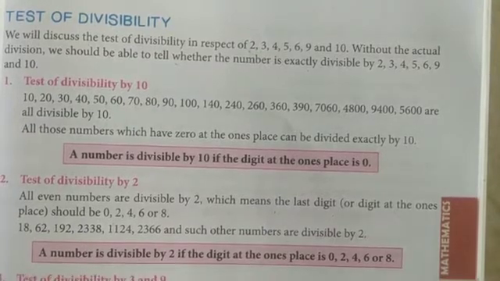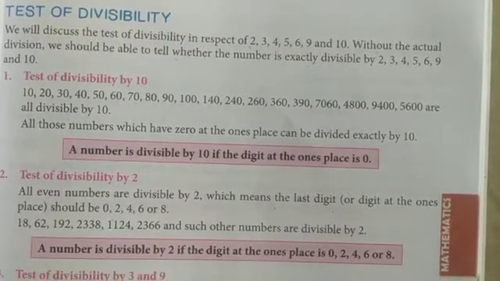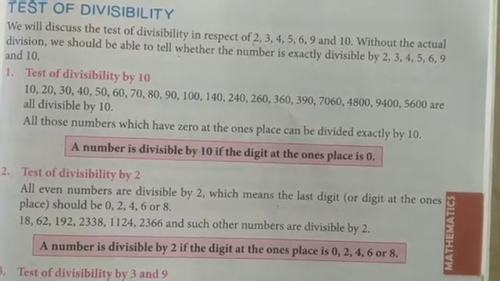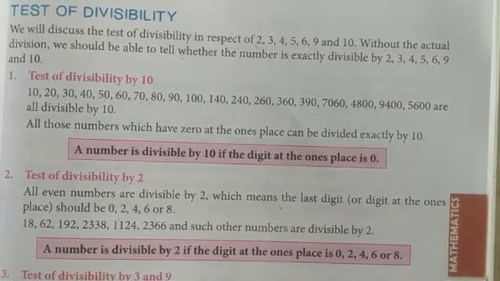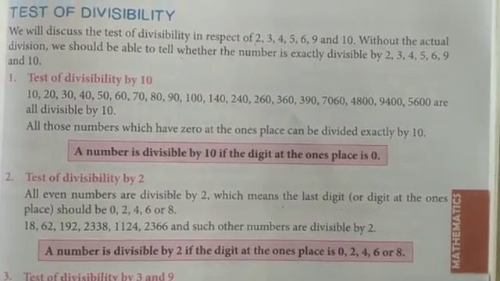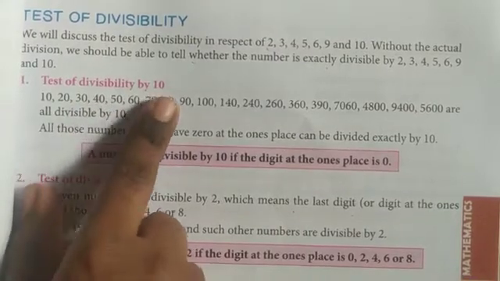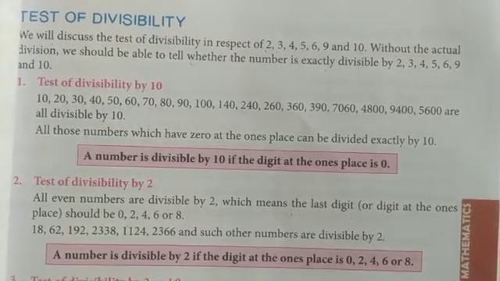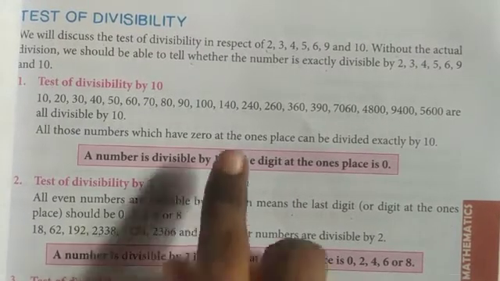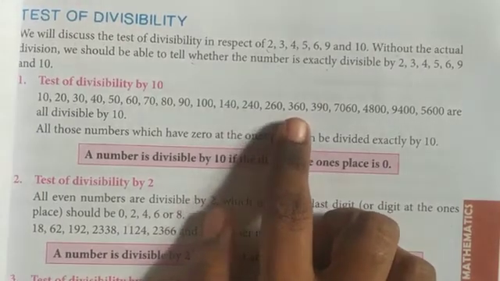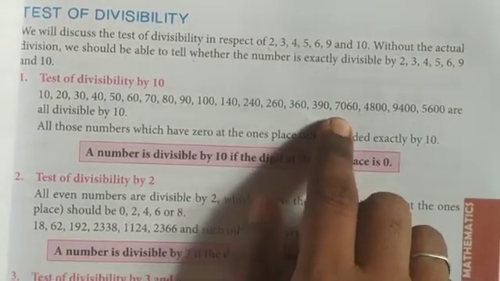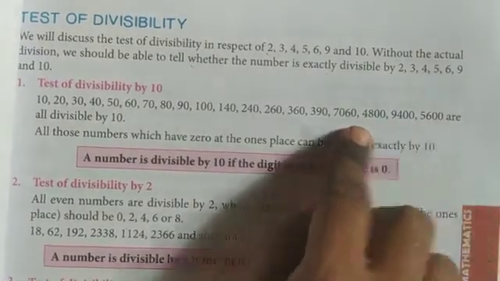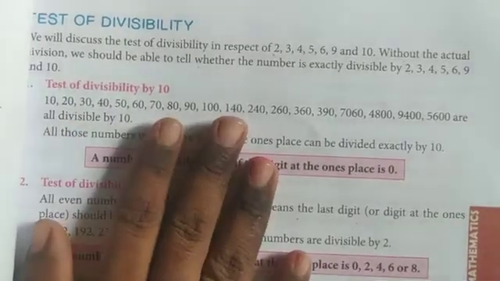Here are some points they have given. We will learn those, and then from that we can tell whether the number is exactly divisible by 2, 3, 4, 5, 6, 9, 10 or not without the actual division. Our first is the test of divisibility by 10. See here what they have given: the numbers 10, 20, 30, 40, 50, 60, 70, 80, 90, 100, 7060, 4800, 9400, 5600. These all numbers are divisible by 10.